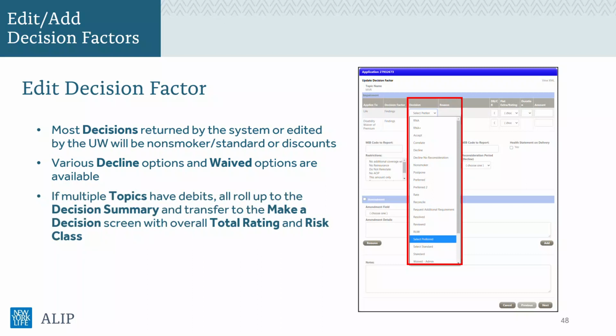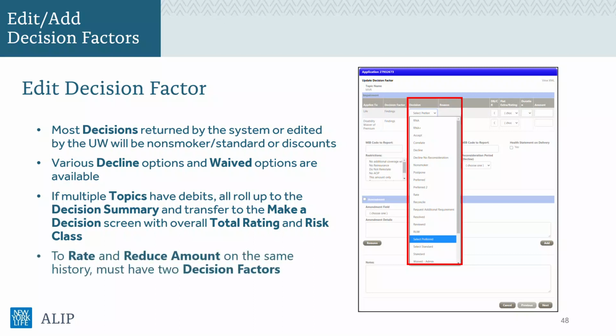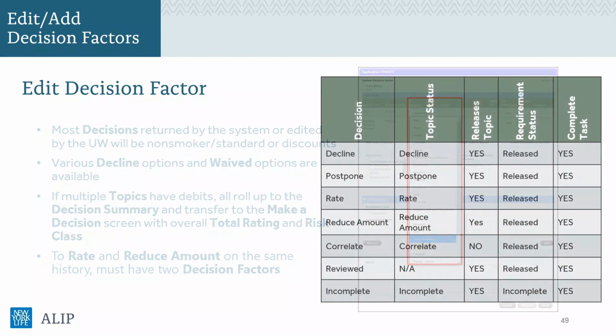If multiple decision factors across the topics are set to rate and have debits, ALIP will add the debits, roll them up to the decision summary section, and transfer the overall total rating and risk class over to the Make a Decision screen. Finally, to rate and reduce the amount on the same decision factor, the underwriter will need to have two different decision factors, one with a decision of rate and the other with a decision of reduce amount. We will get into how you add a decision factor shortly.